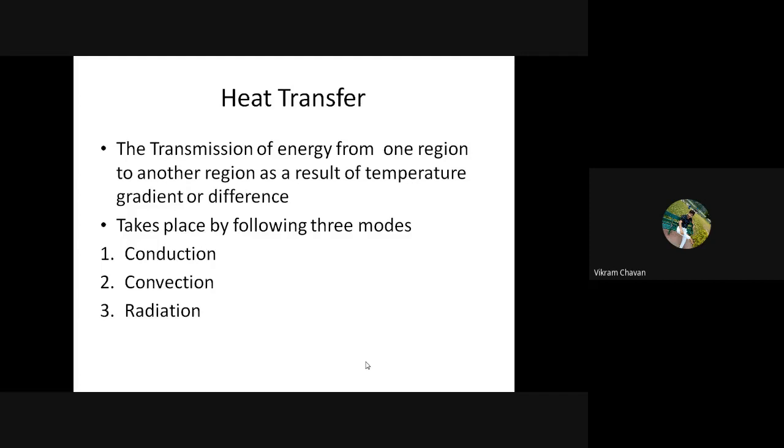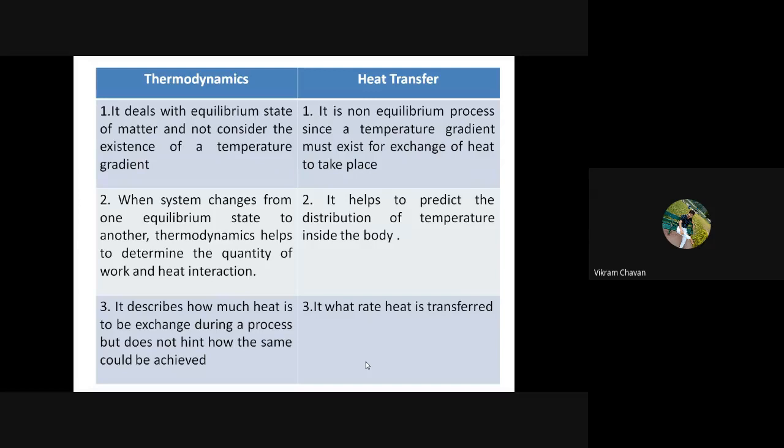Whereas for heat transfer, there should be a temperature gradient or a temperature difference. If there is a temperature gradient or difference, there will not be an equilibrium; the state will change. So thermodynamics deals with the equilibrium state, whereas heat transfer deals with the non-equilibrium state. I have mentioned the clear difference between thermodynamics and heat transfer here.